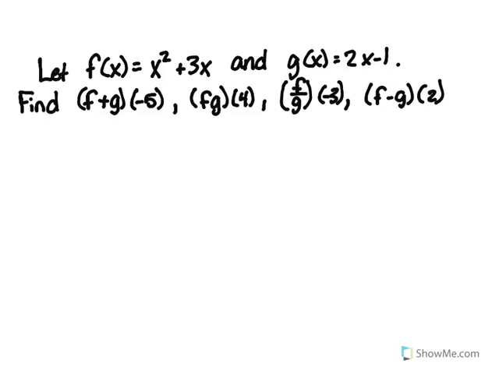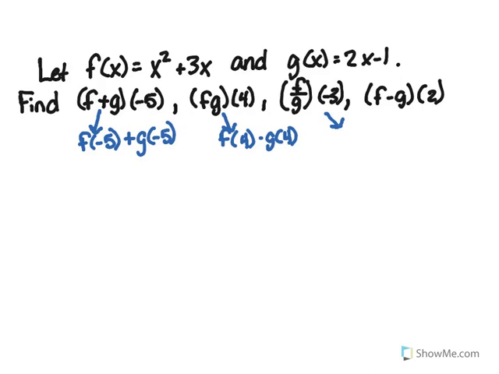So when we have f plus g of negative 5, this is going to look like f of negative 5 plus g of negative 5. When we have f times g of 4, we're going to have f of 4 times g of 4. F divided by g of negative 3 is going to be f of negative 3 divided by g of negative 3. F minus g of 2 is going to be f of 2 minus g of 2. So let's go ahead and do these. You can use your calculator for this.